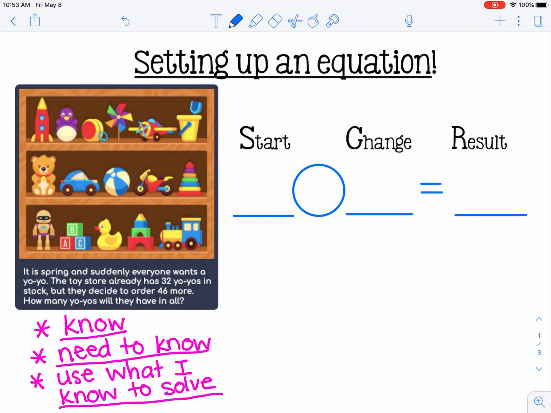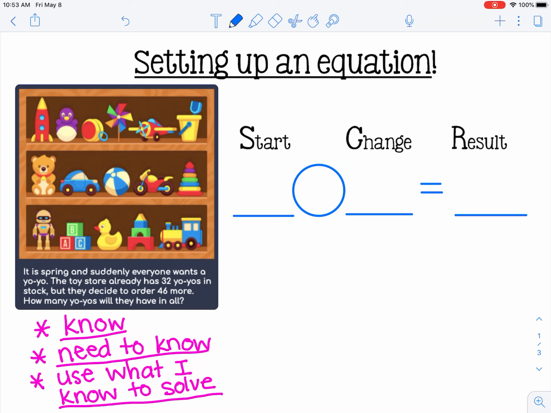Okay, now we're going to talk about setting up an equation. We want to set up an equation that matches our story problem. We want to do this because this is like the roadmap that helps tell us how we're going to solve to find out the answer to the story problem.